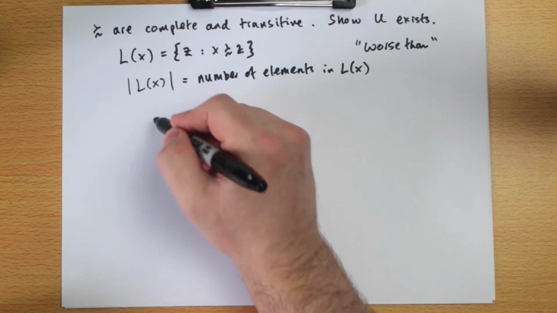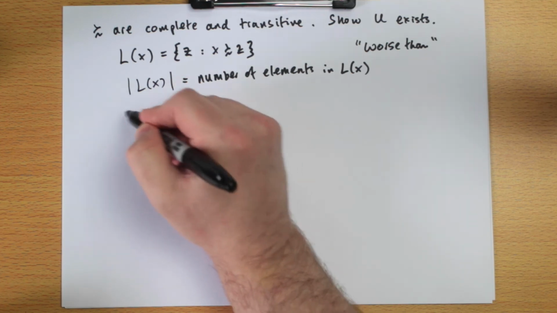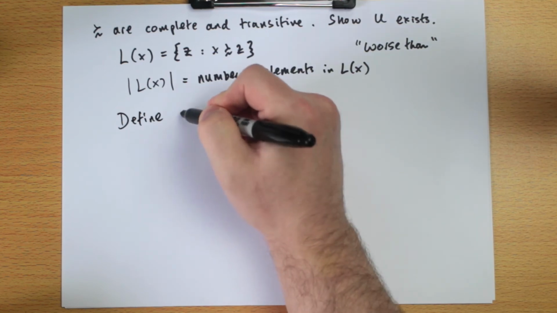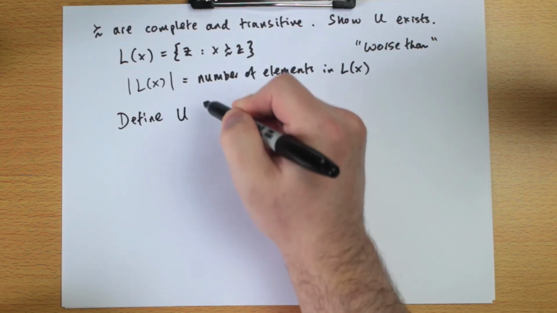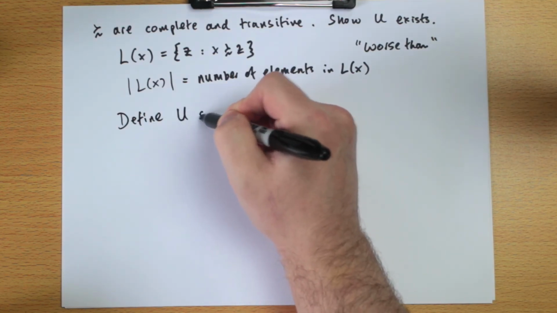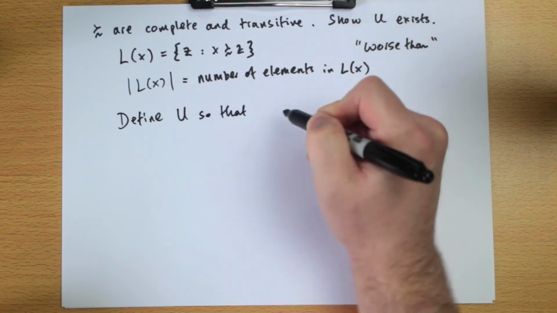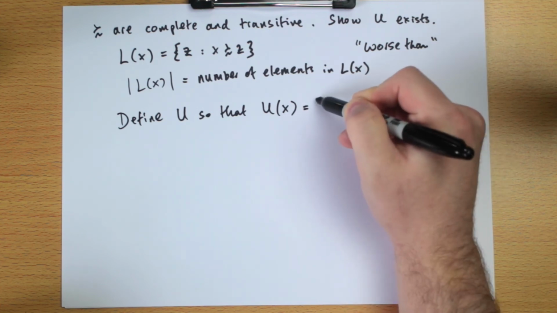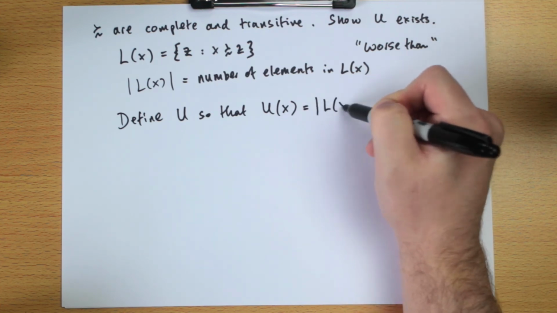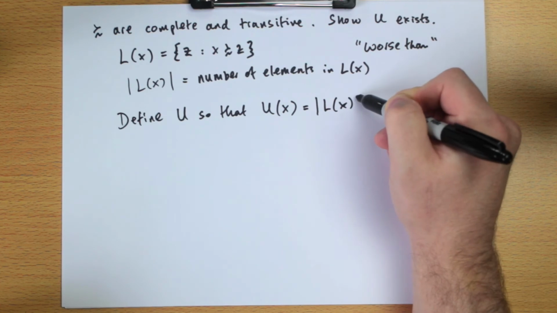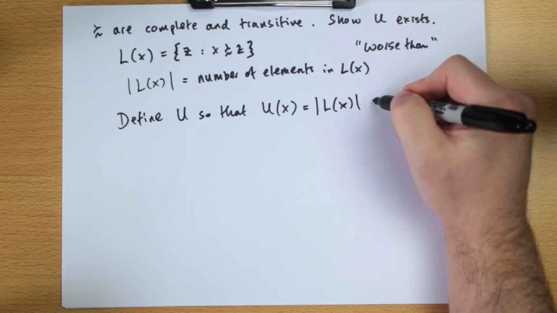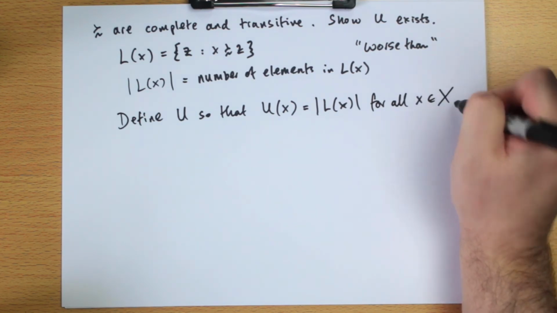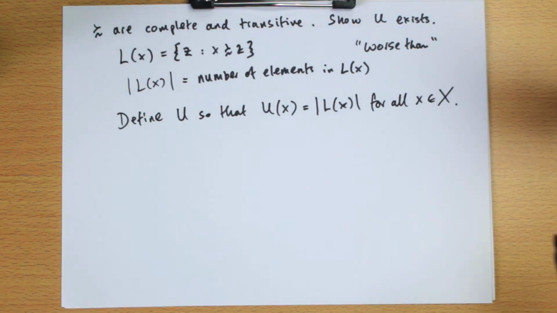Okay, so now we're ready to make the big jump. Let's construct a function. Let's define a function u so that the utility of x, if we take any outcome x, is going to be the cardinality, or the number of elements, in the lower preference set for that outcome. And that's true for all x. Okay, so that's how we're going to construct a utility function.